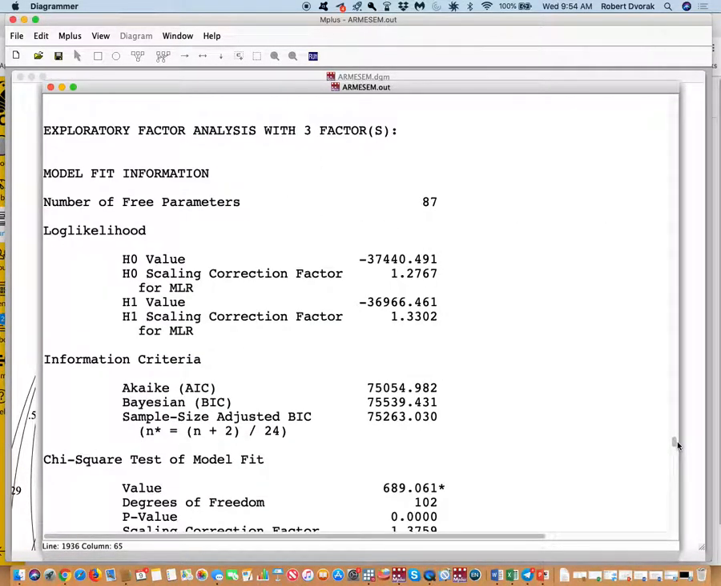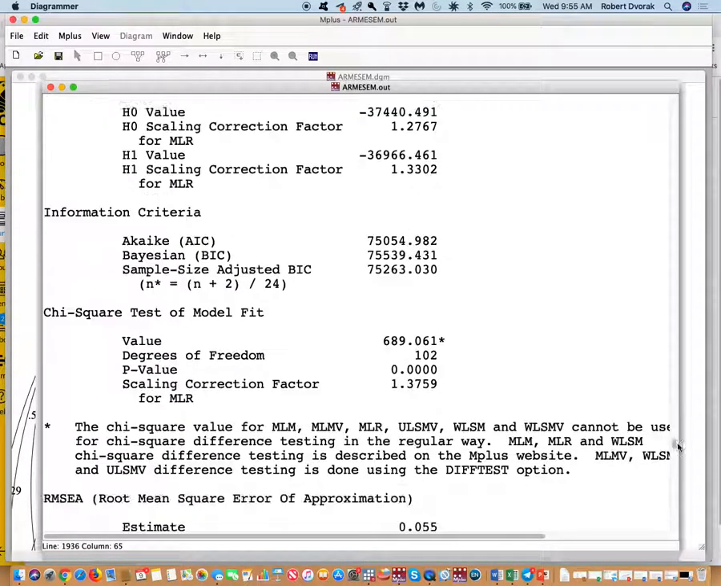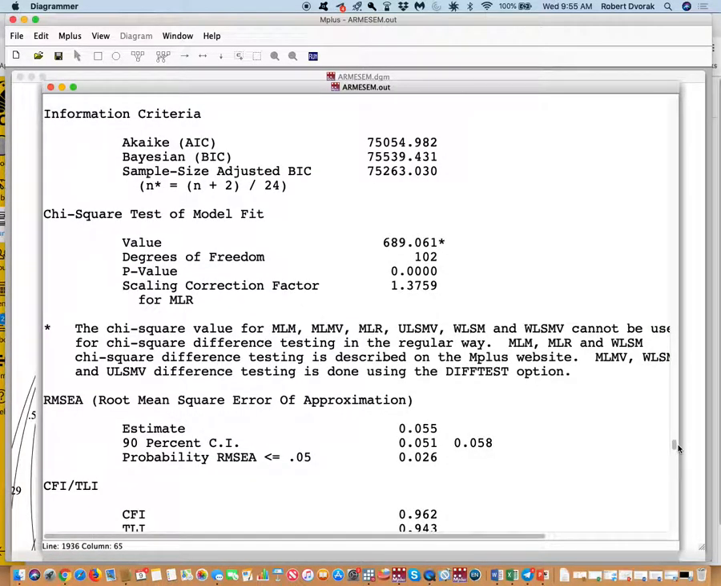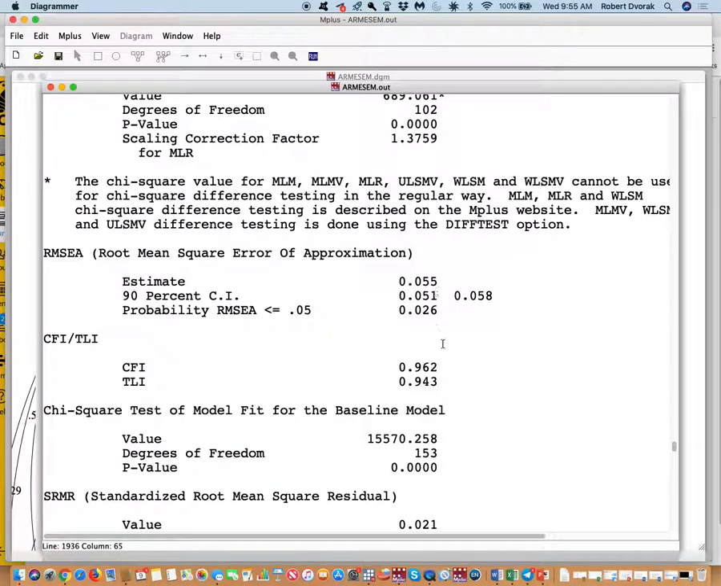Here we have a three-factor model. Chi-square was 1,100 before. It's dropped by 500. That's pretty dramatic. It's still a bad chi-square though, right? Yeah. RMSEA, how's that look? That looks pretty awesome, actually.